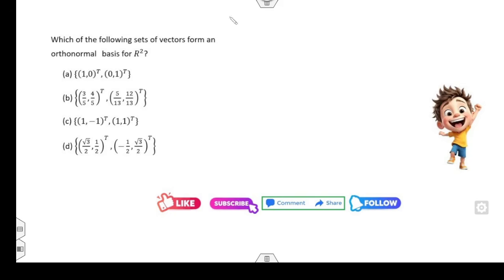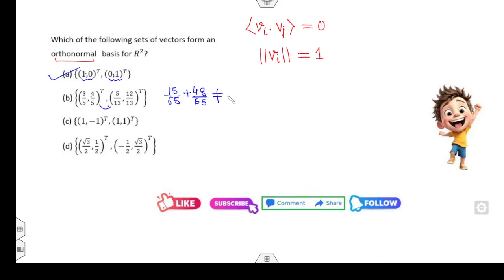Which of the following sets is orthonormal? Fine. Since it says orthonormal, what properties should hold? Vi dot Vj must be 0, and the norm of each Vi must be 1. So first let's check this one: its norm is 1. Fine, this is also 1. Is the dot product 0? Clearly the dot product is not 0. If you take the dot product, it is 15/65 plus 48/65, which is not 0. The first property is not satisfied. You can see the length is not 1.